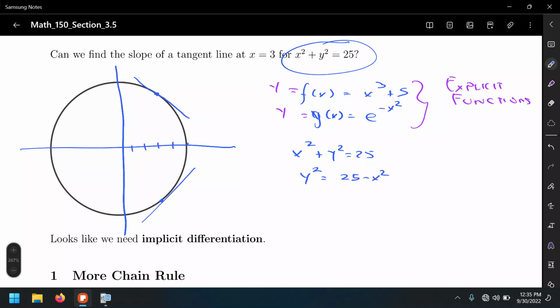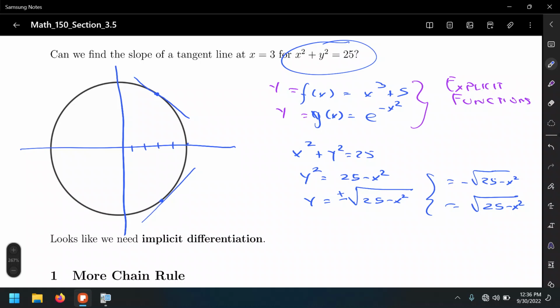What do we do to get this y by itself? Square root, right? Square root of 25 minus x squared. Is this correct? I'm missing something here. What am I missing? Plus minus, right? So this is a problem here. We are obtaining essentially two functions. Negative square root of 25 minus x squared and positive square root of 25 minus x squared. And in this case, the problem is we are not obtaining a single function.